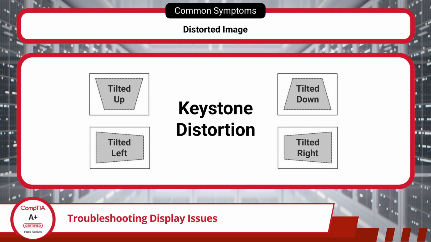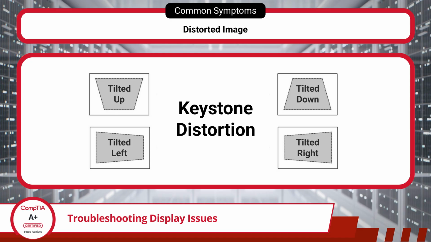A distorted image can also occur when the projected image appears stretched, warped, or uneven in shape. This type of issue is commonly seen with projectors when the image does not maintain its proper proportions on the display surface. One frequent cause of image distortion is improper projector placement. If the projector is positioned at an angle relative to the projection surface, the image may appear wider at one end and narrower at the other. This effect is commonly referred to as keystone distortion.